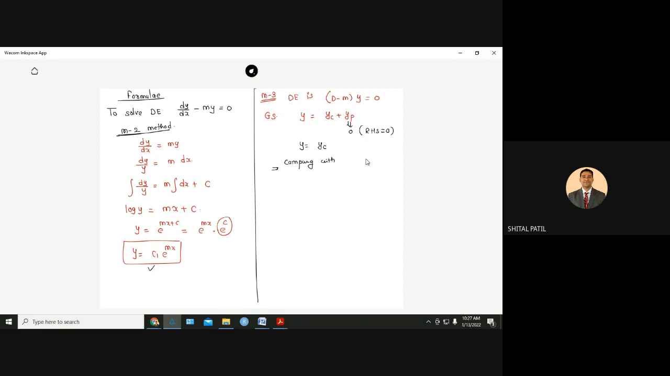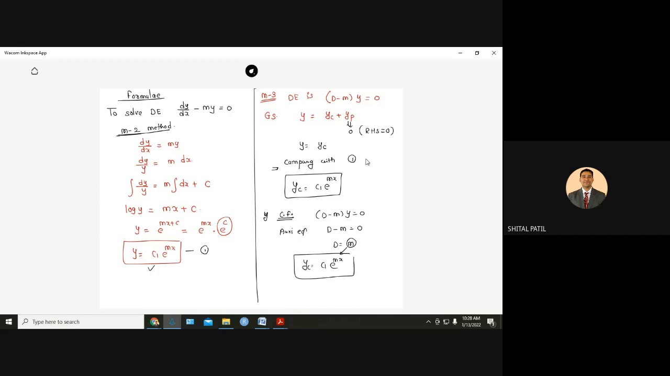Comparing with 1, y of c equal to c1 e raised to mx. And how to understand this? See, the complementary function is obtained in this way. To find the complementary function, we'll consider d minus m, y equal to 0. Then we'll consider the auxiliary equation. What is the auxiliary equation? d minus m equal to 0. From here, we'll find the root. How many roots are there? One root. So one constant will be there. And therefore, y of c equal to c1 e raised to mx. Getting everyone?